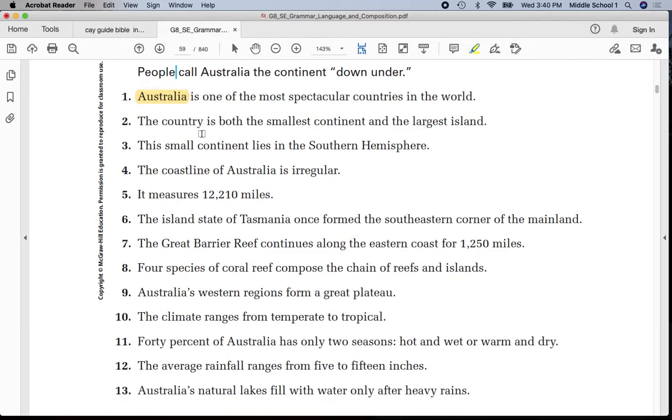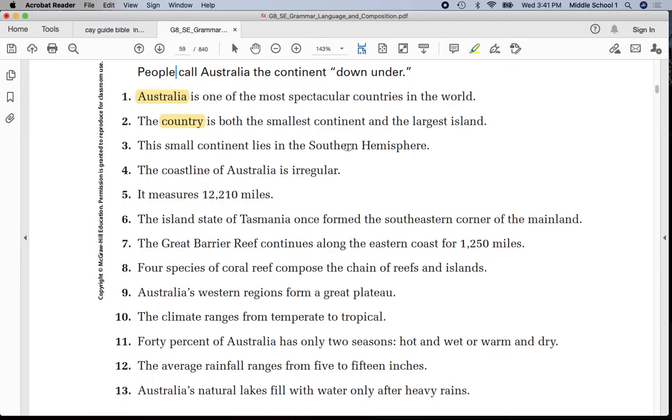Sentence 2. The country is both the smallest continent and the largest island. My sentence is talking about country. Notice that the next word is the predicate. So I'm going to separate this between country and is. Now, if you want to use your highlighter and do just what I'm doing, that's fine. If you want to draw your line in between, that's okay too. Again, the takeaway is make sure that you're able to divide the sentence between the complete subject and the complete predicate, and then when you've done that, to be able to find the simple subject and the simple predicate.